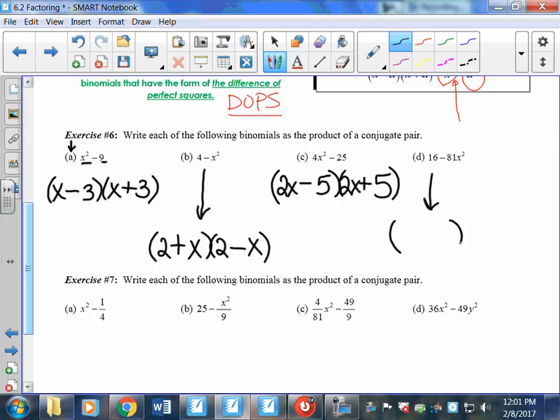All right, some of you might know it as FOIL, but that's how you can check it. So let's try this one. This is going to be x in the first position, plus and minus 3 in the second position. I'm sorry, that doesn't look like a minus, but it's a minus.